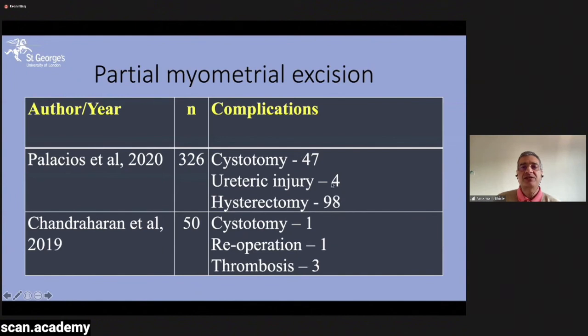Majority of the complications that he is describing happened in this group, hysterectomy group. 47 cystotomy, 4 ureteric injury. Our group from St. George's reported our experience of 50 cases, first 50 cases, and we reported cystotomy in 1, reoperation in 1, thrombosis in 3, but we did not report any ureteric injury. So in our hands, the rate of complications is fairly low with partial myometrial excision.